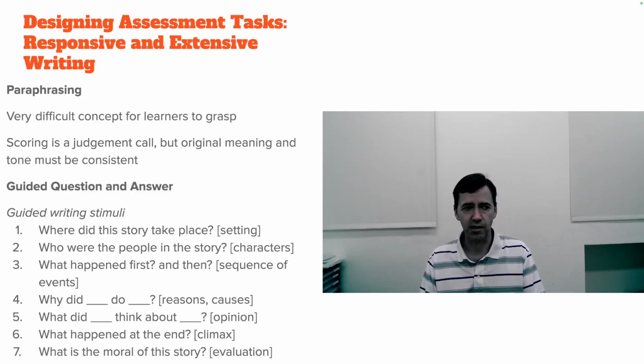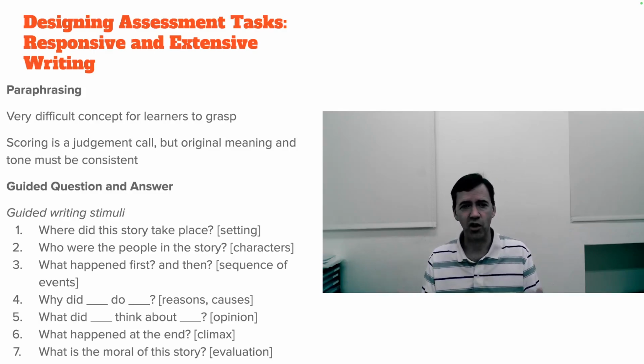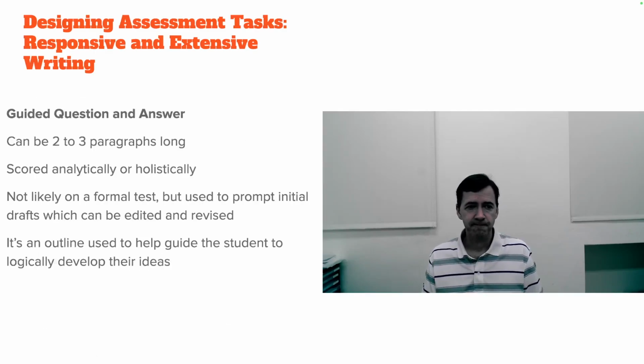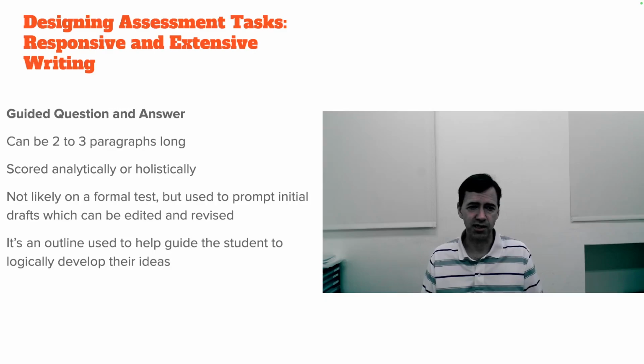So you can see the 7 questions all have some kind of purpose that's getting the writer to brainstorm and stimulate the thinking process. So we got setting, characters, sequence of events, reasons, causes, opinion, climax, evaluation. So everything involved in a story. Now, when you have students do something like this, it could be like 2 or 3 paragraphs long. You can score it if you want. But as I mentioned, it's not likely on a formal test, this type.